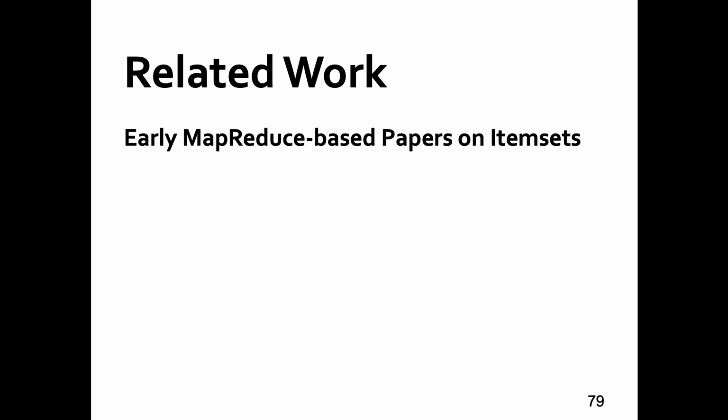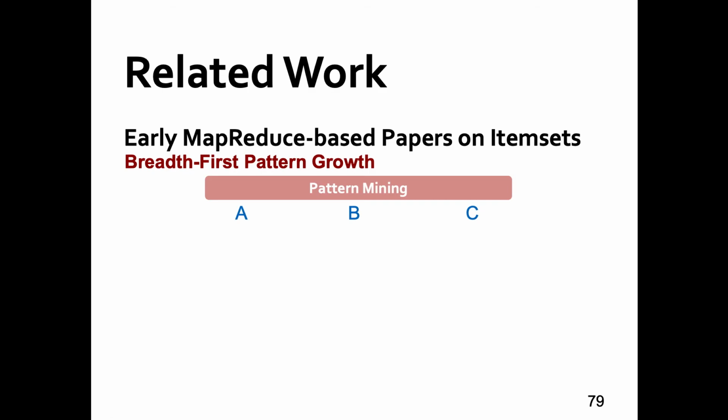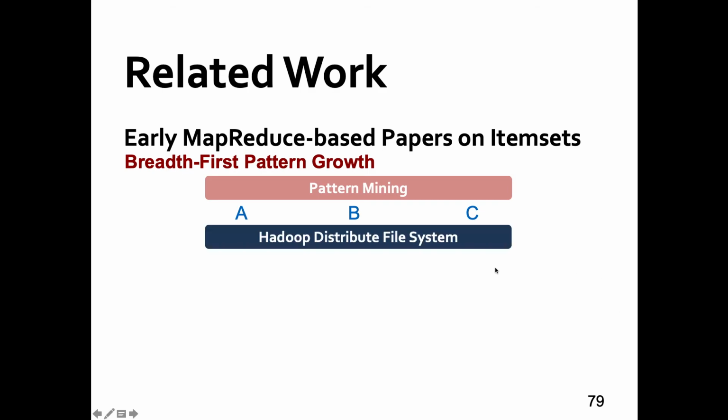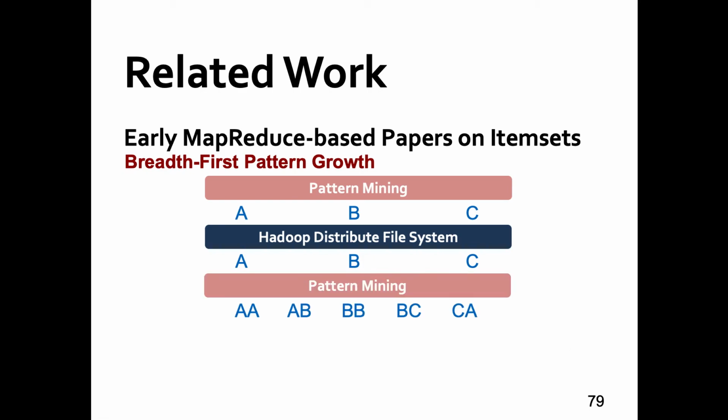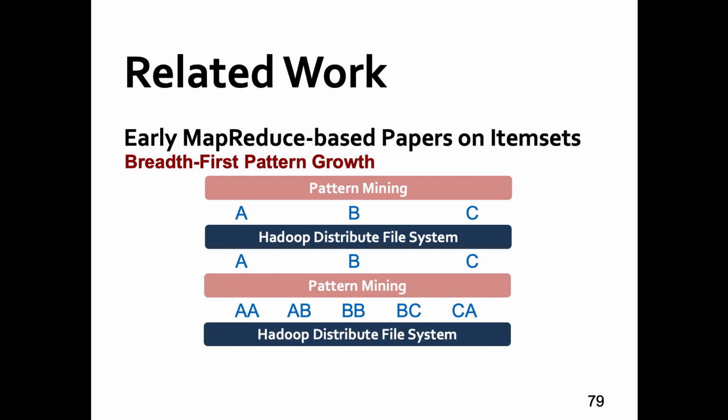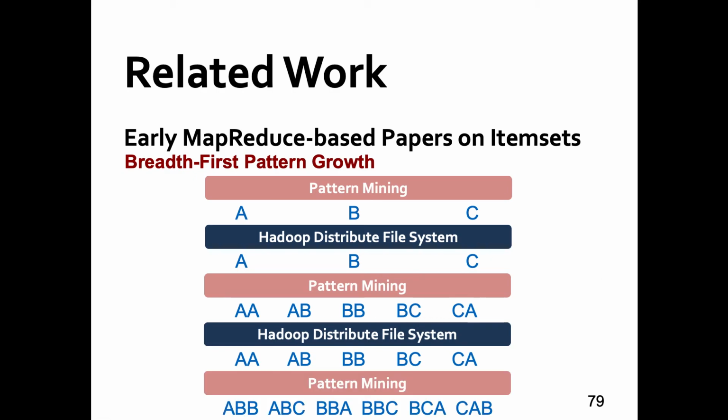Now, let's briefly overview the related work. There are a lot of earlier works that adapt the Apriori algorithm on MapReduce to grow patterns in a breadth first order, where patterns of size l are checked only if all smaller patterns have been checked. For example, size 1 patterns will first be mined. These patterns are then saved to HDFS. The next MapReduce job will then load them back, mine size 2 patterns grown from them, and save to HDFS. They are then loaded back to mine patterns of size 3.